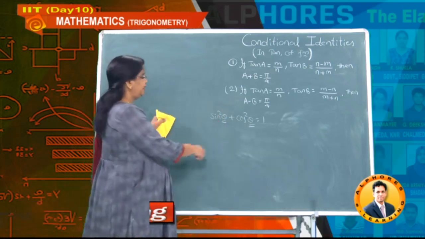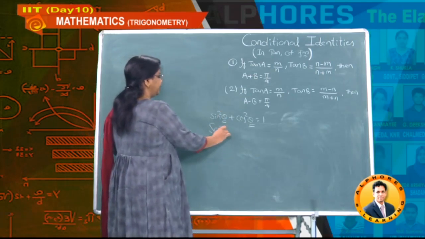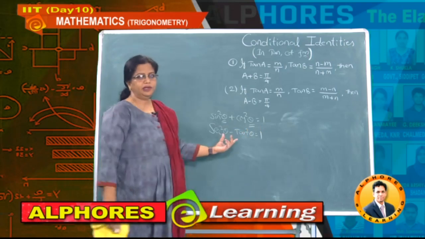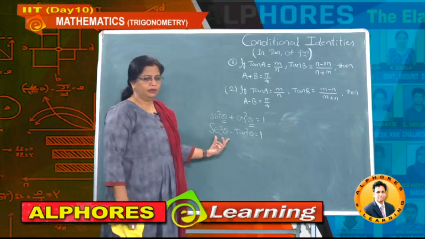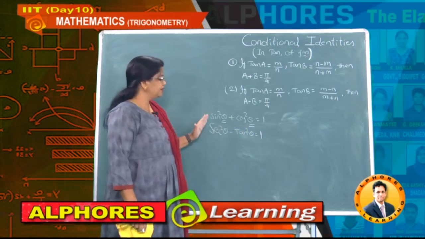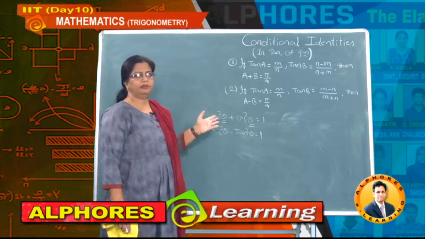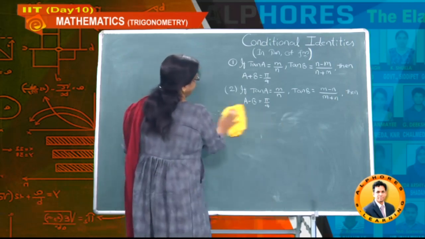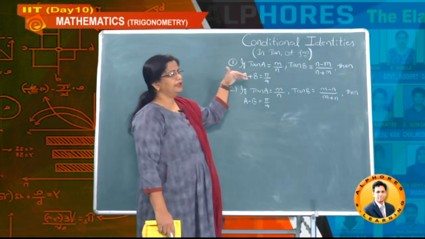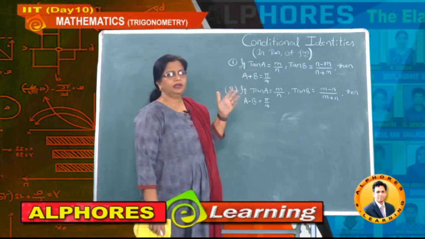And suppose secant square theta minus tan square theta is 1. This one is also defined for the complete domain, all the real numbers except odd multiples of pi by 2, understand. So there they are defined within the domain, whereas here we used the word conditional. Conditional means under certain conditions you can take it for granted.